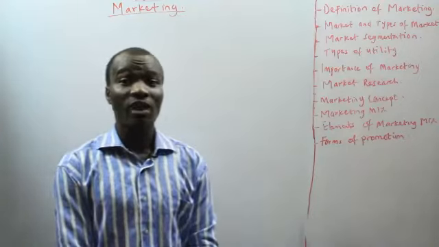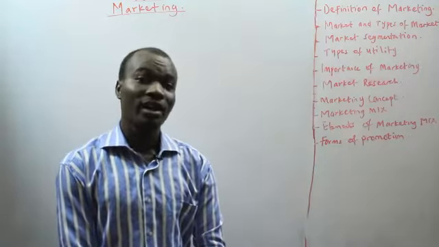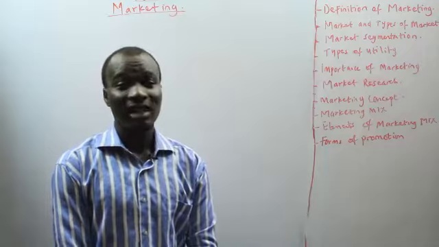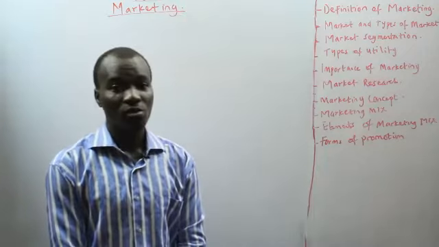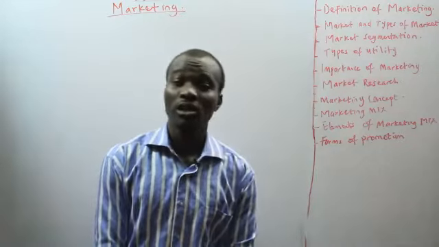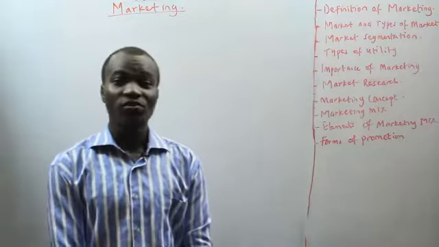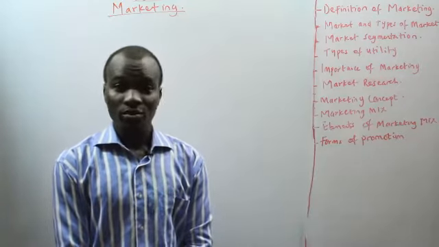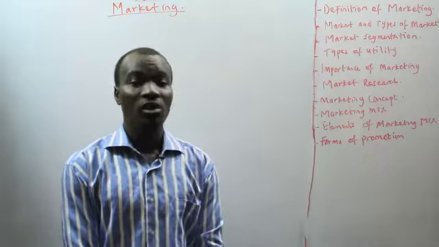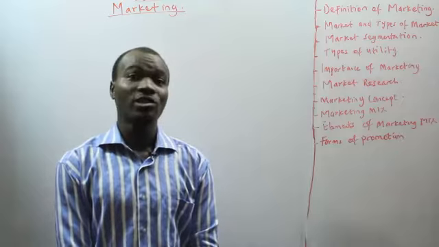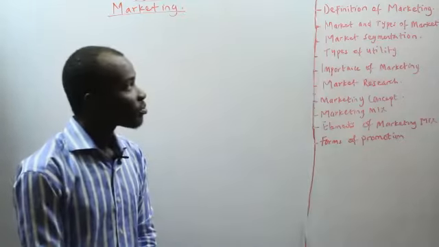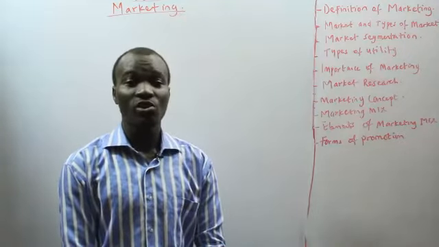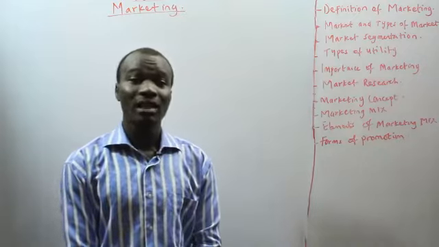The first thing we have is the definition of marketing. Marketing has been defined as the process of identifying, anticipating, and satisfying the needs of the consumer profitably. It involves all the business activities that direct the flow of goods and services from the producer to the consumer in order to satisfy the needs of the consumer and also achieve the organizational objective of profit making. So marketing is a wide concept that involves the distribution of goods and services directly from the producer to the consumer in order to ensure that the needs of the consumer are satisfied profitably.